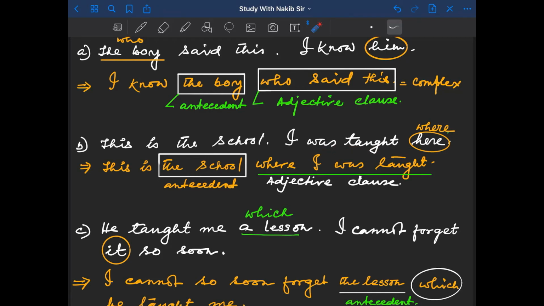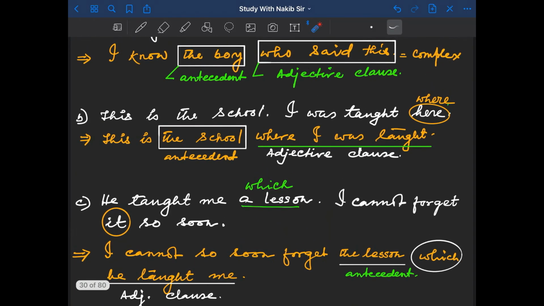For this, it is an adjective clause describing its antecedent or defining its antecedent. This is the school where I was taught. This is your combined sentence. Next one, he taught me a lesson. I cannot forget it so soon.